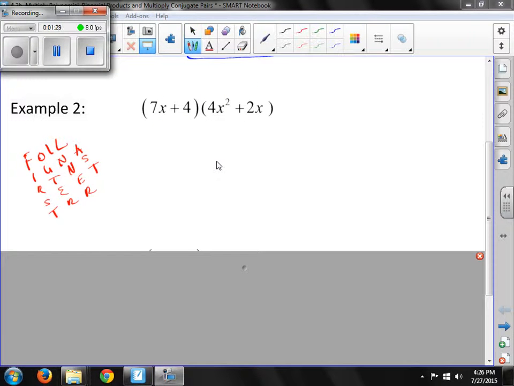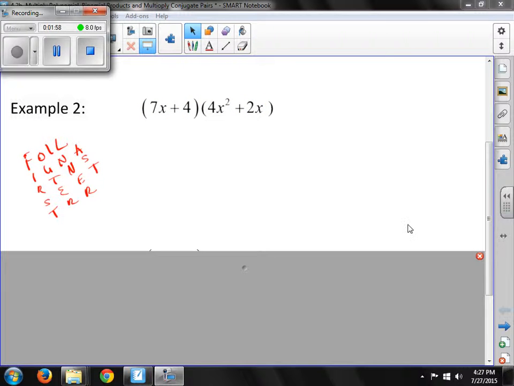You see, when I multiply these two together, those are the first terms of each binomial. And when I multiply these two together, these are the outermost terms. And when I go back and multiply these two together, these are the innermost terms. And when I multiply these two together, these two are the last terms.